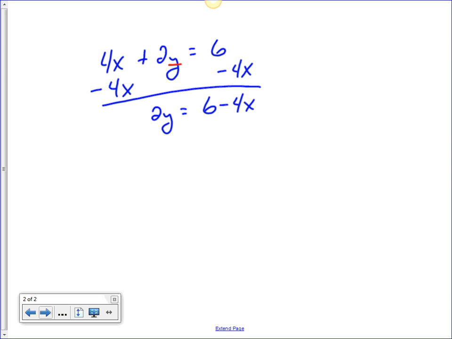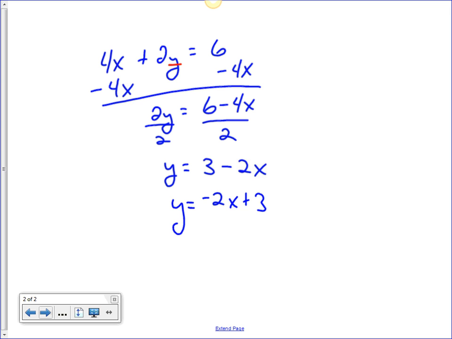So at this step, we would again have to do one more step before the y is by itself. And that step we would simply divide by 2 on both sides. So if we divide by 2 on both sides, we would end up with y is equal to 3 minus 2x. Or, as some of you may choose to write, y equals negative 2x plus 3.